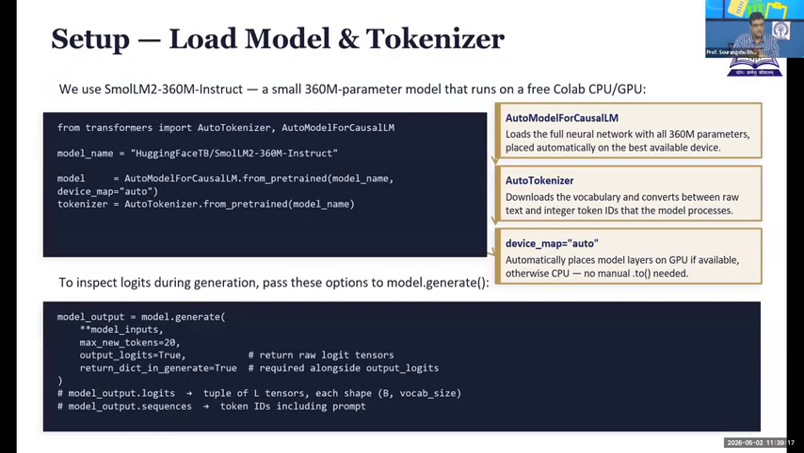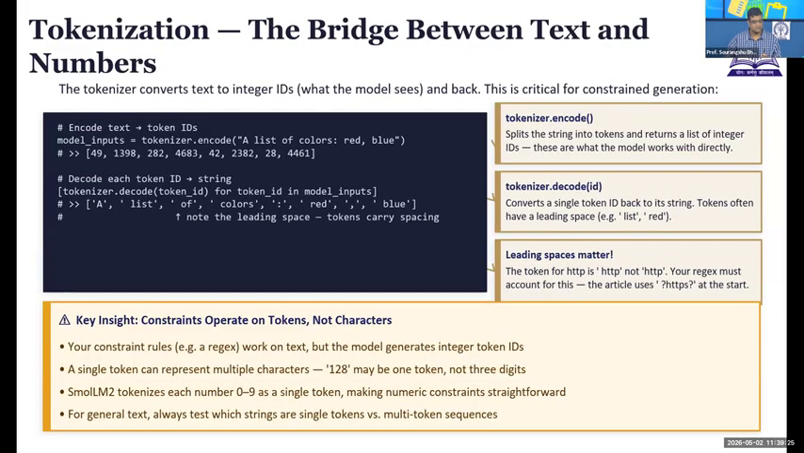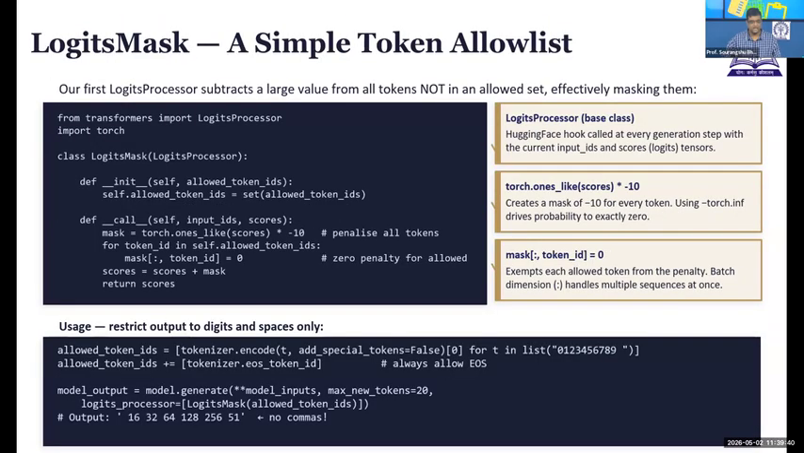So this is the simple thing that I have already told. What is the bridge between the text and the token IDs? That's the tokenizer, right? So that is the bridge. Now let us go to this logits processor or this logits mask class.